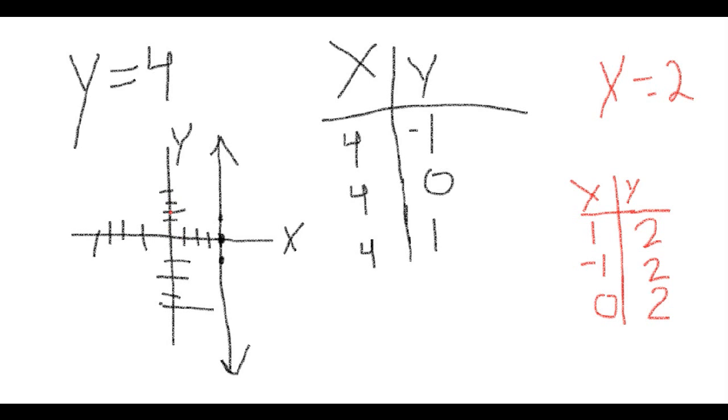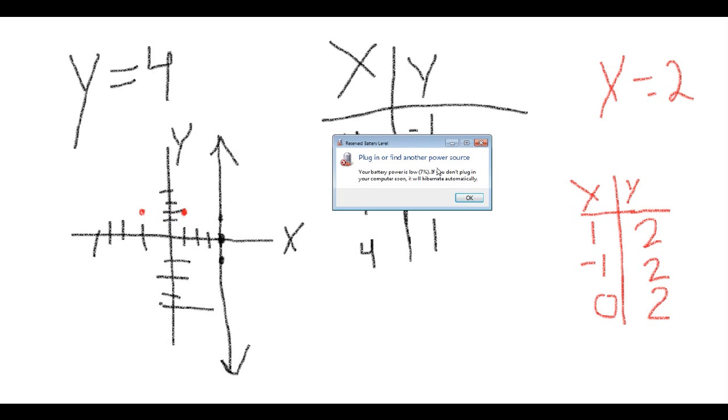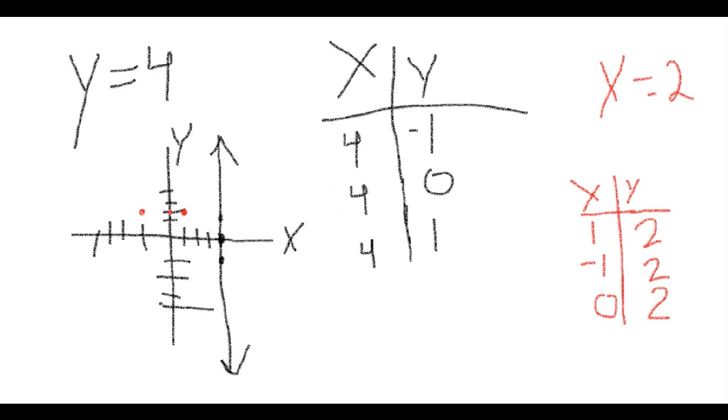Now for the one in red, x is always going to be our 2. We have y being 1, x being 2. We have y being -1, and we have y being 0. So we end up with the line going this way and this way.